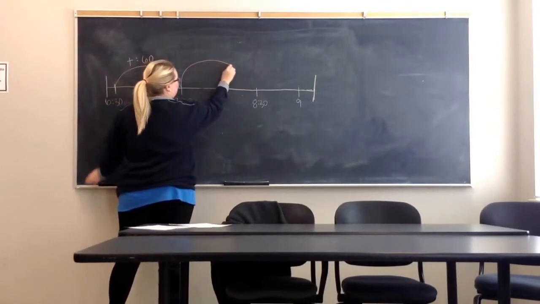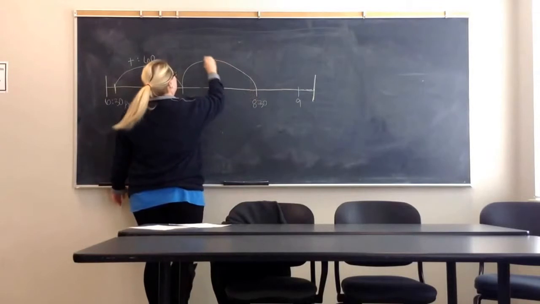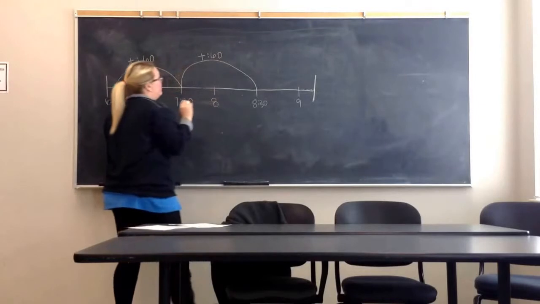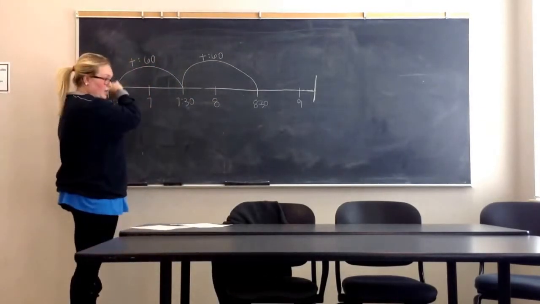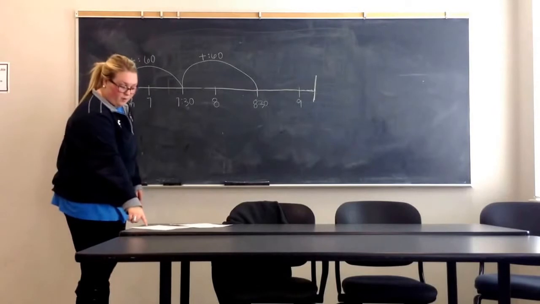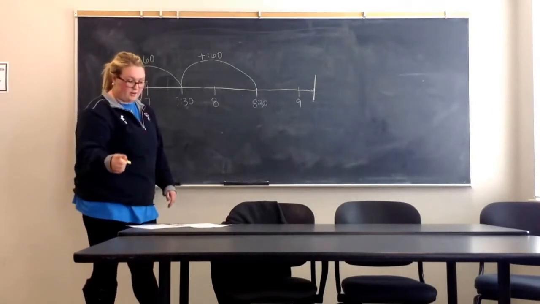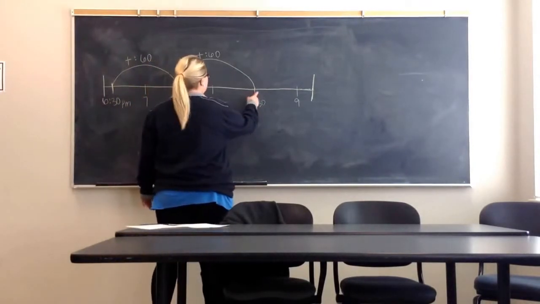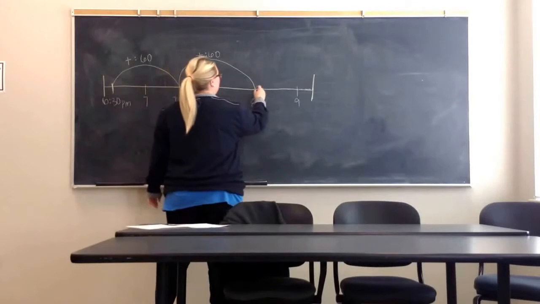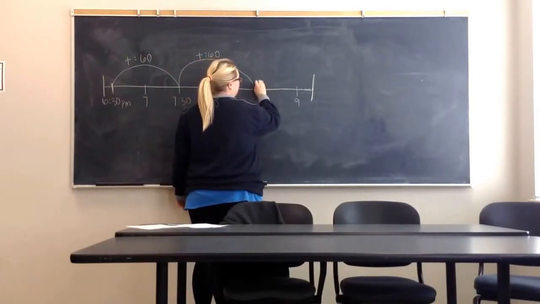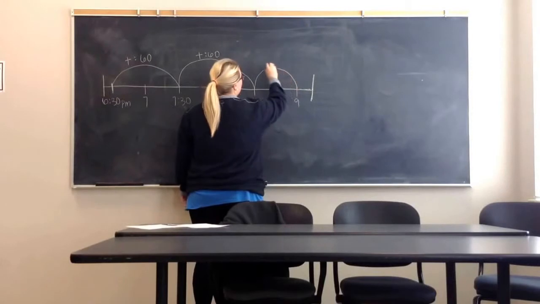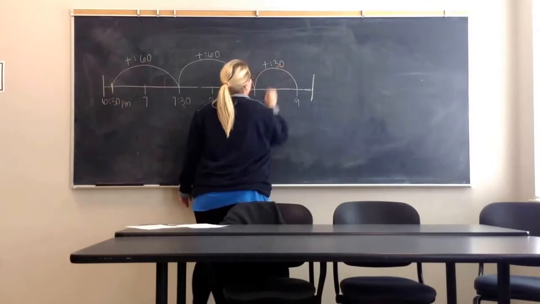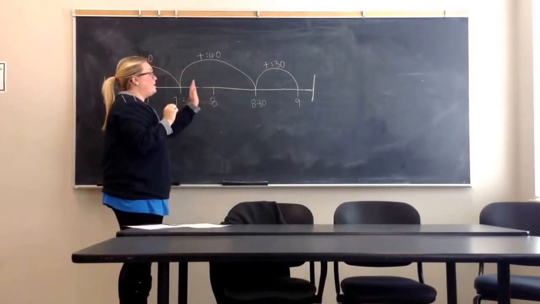So we're going to do another jump since we have 2 hours. We're going to go from 7:30 to 8:30, which is another 60 minutes, another hour. So what we have left from our problem is just 30 more minutes. So we're going to make a jump half this size from 8:30 to 9. And that's our 30-minute jump.